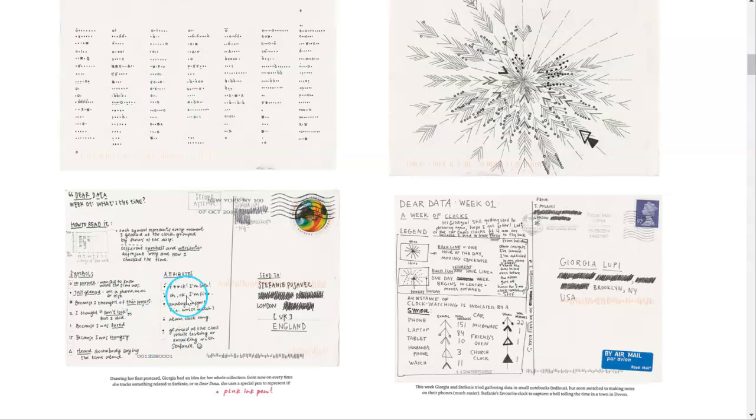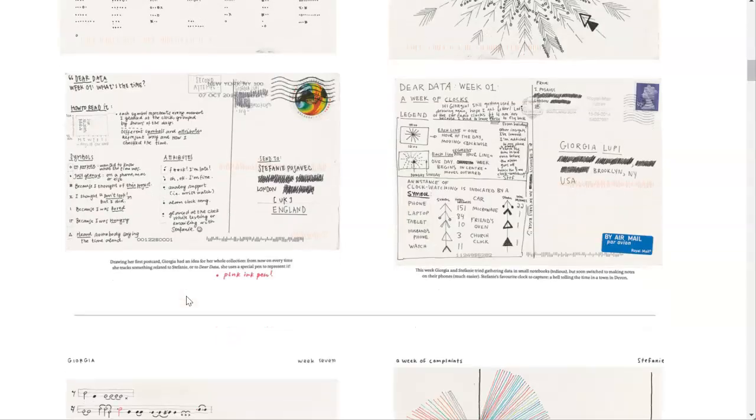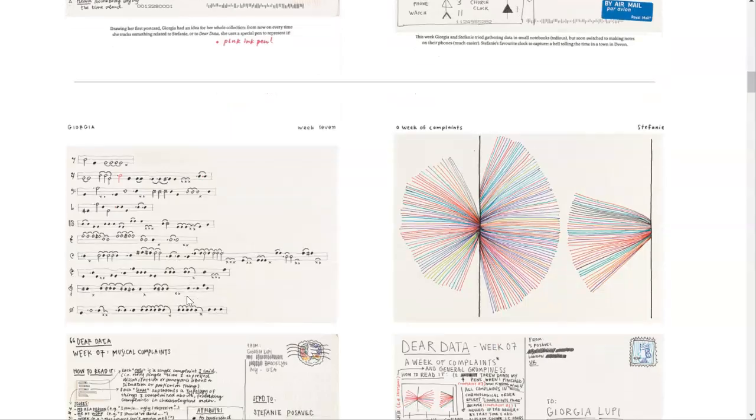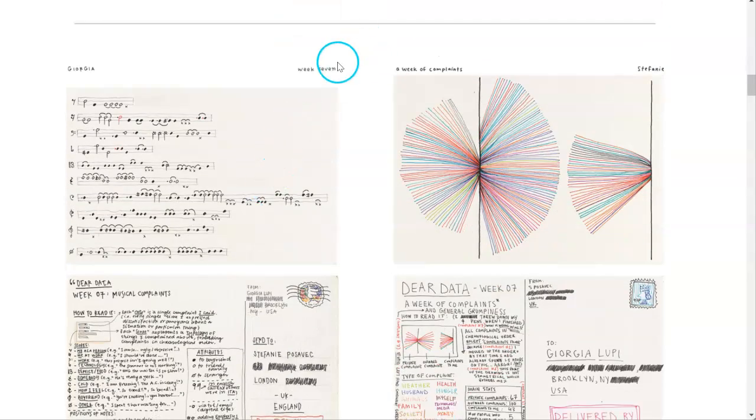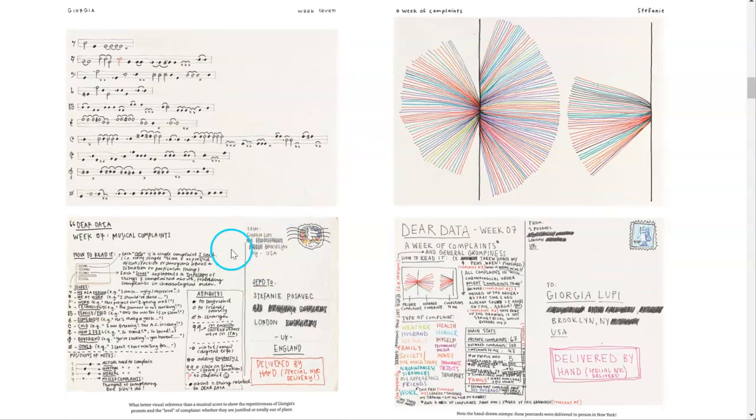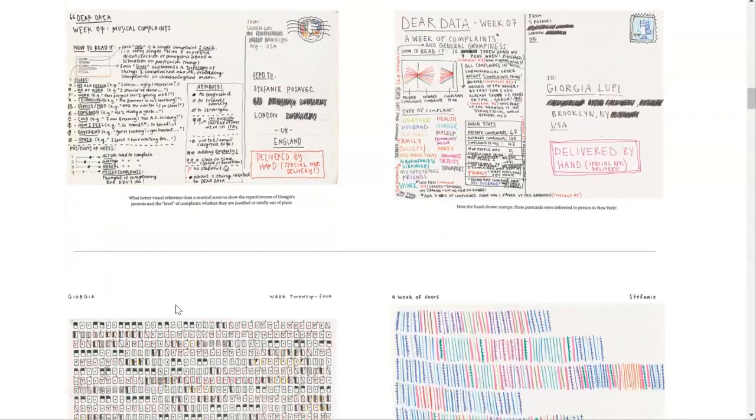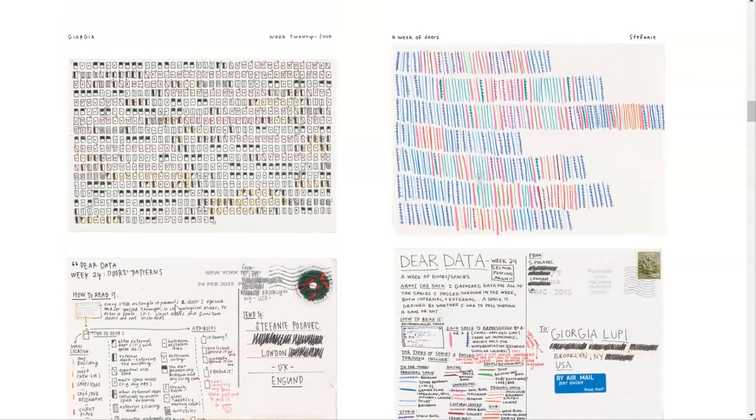They recorded this data on postcards and sent them to each other, and then each week they would choose another thing to record. So here's a different week. This is week 7, and they were complaining. So a week of complaints, and they logged all their complaints and the different types of complaints, and then they recorded them. She did hers with color, and she did hers with musical notes, and it was very interesting. And this one was week number 24.